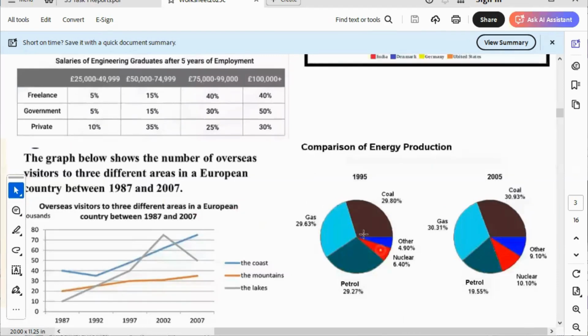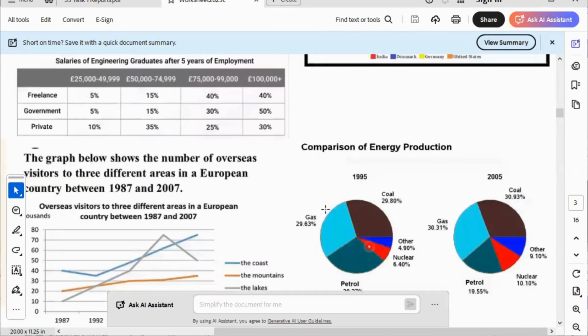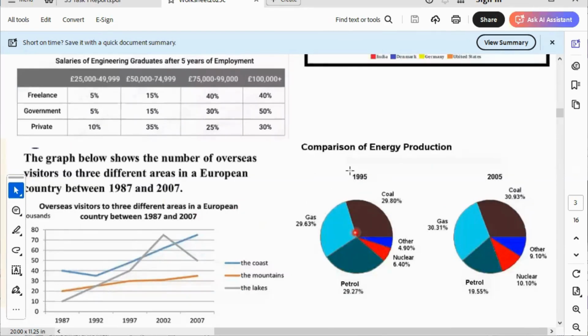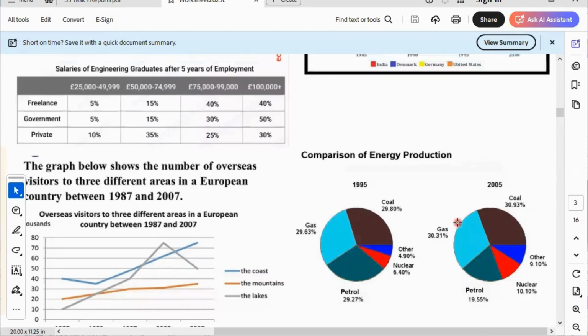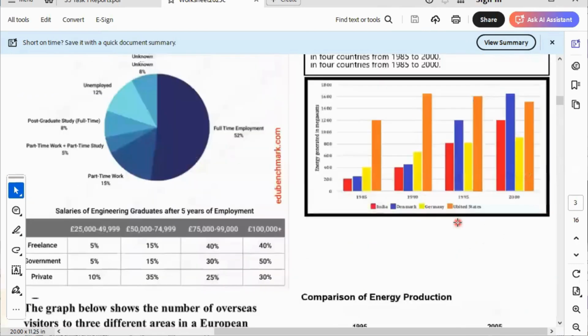Okay, 1995 energy production from different sources, and then you have energy production from different sources in 2005. Write a report based on this. Okay. Then you have bar charts. You see a bar chart here.